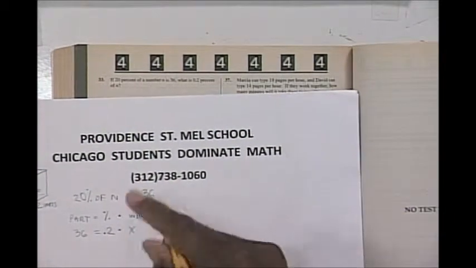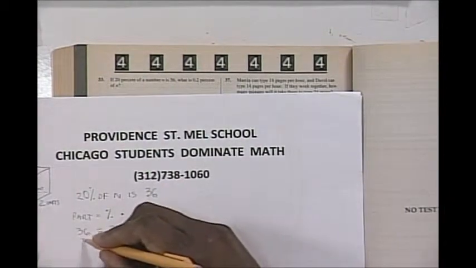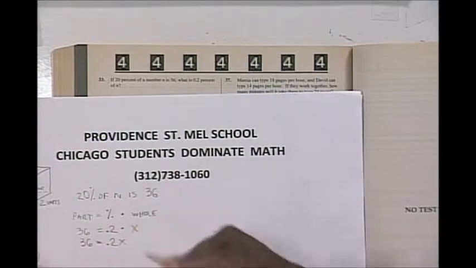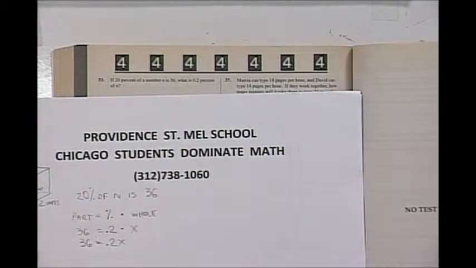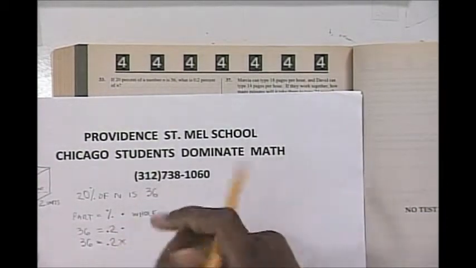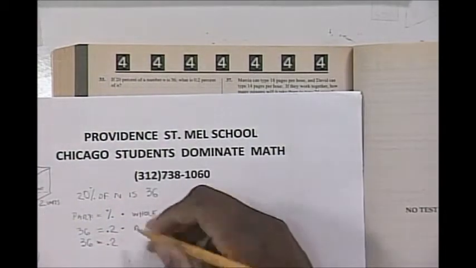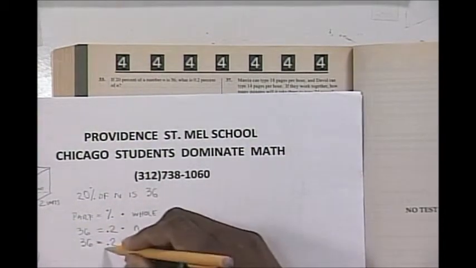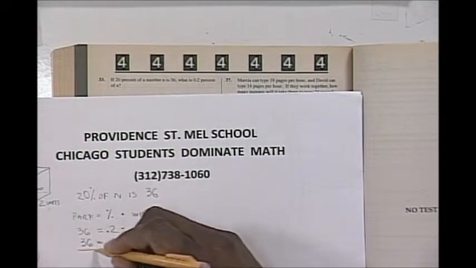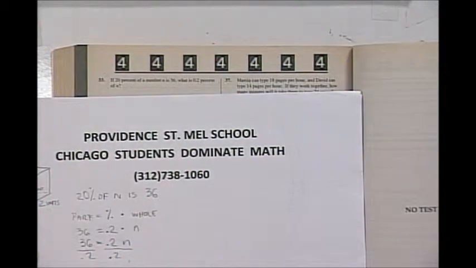So what I'd recommend you do here is rewrite this as an equation. 36 is equal to 0.2x. Now you're solving for x. Actually, what I should do is use the letter n just to be consistent. All right, use the letter n. So now you divide by whatever's next to what you're solving for on both sides. Divide by 0.2 on both sides.